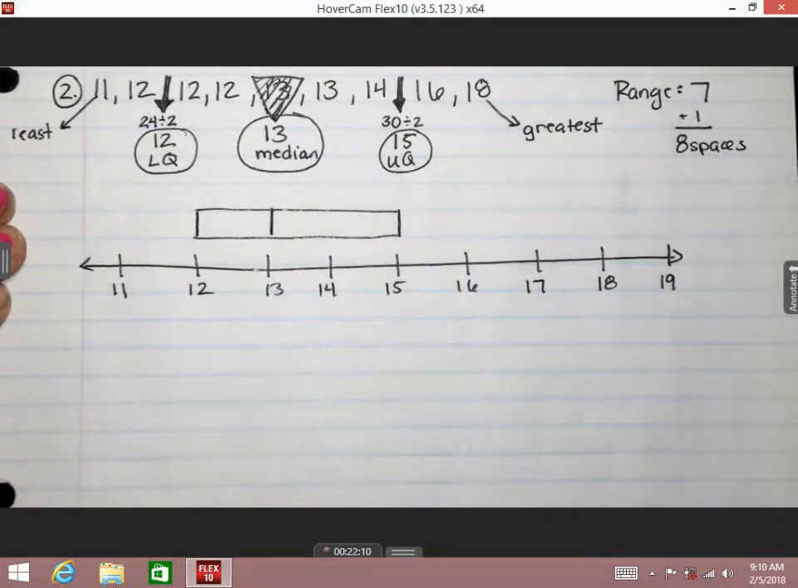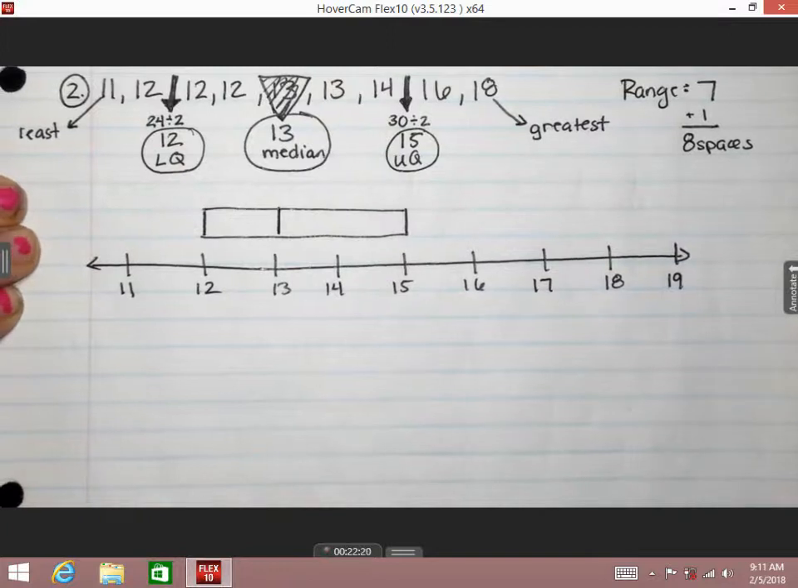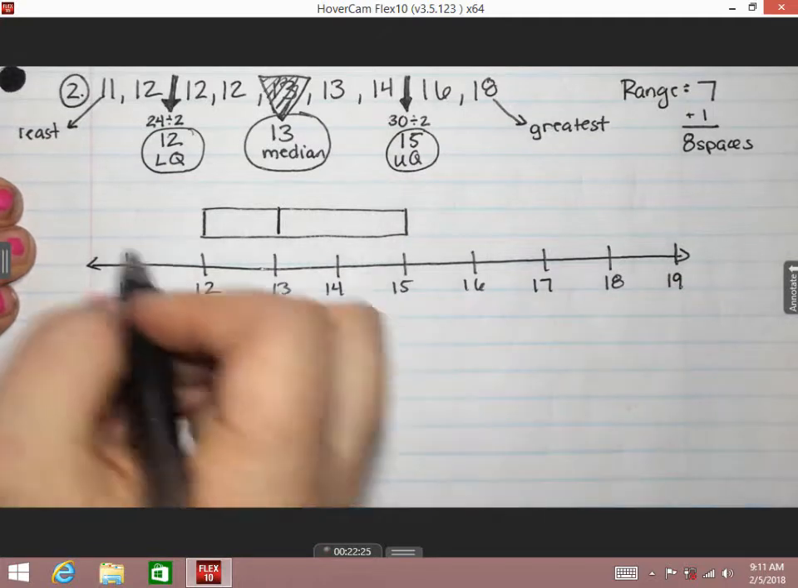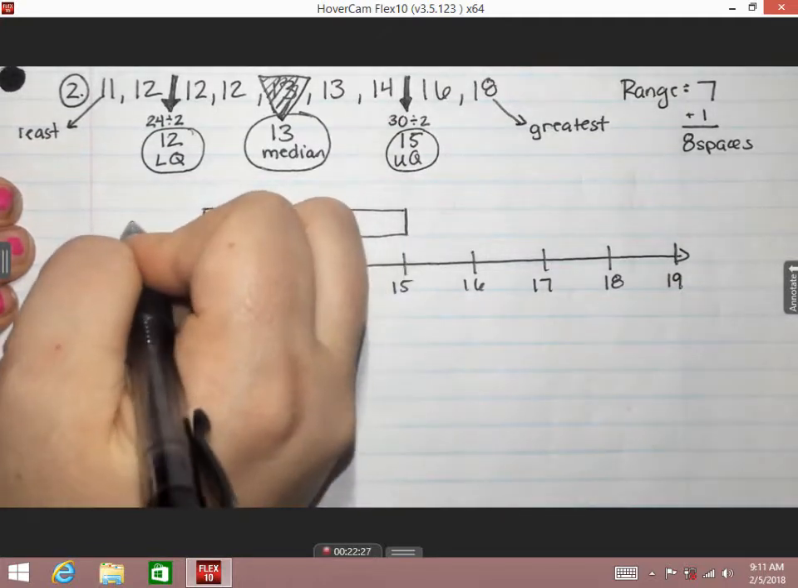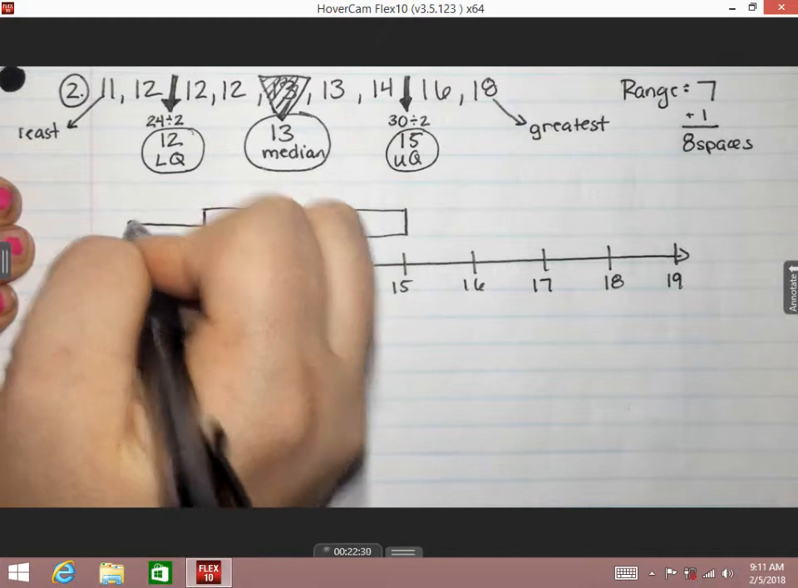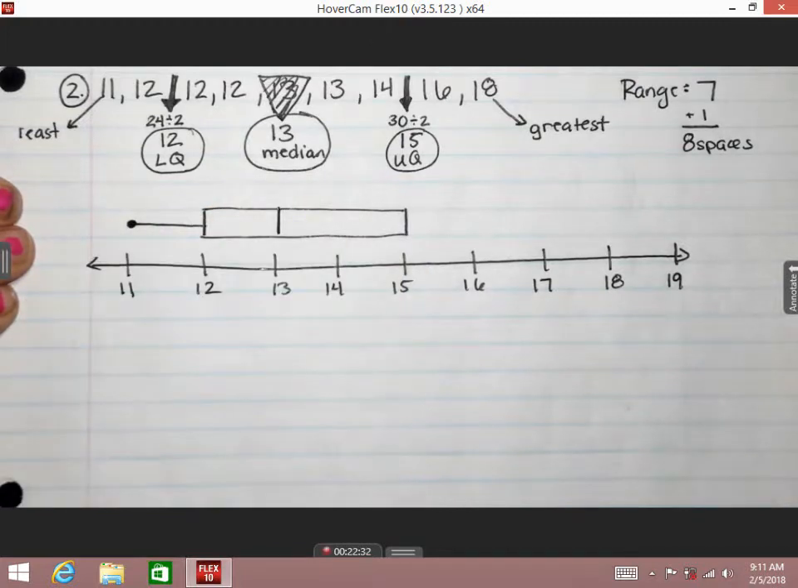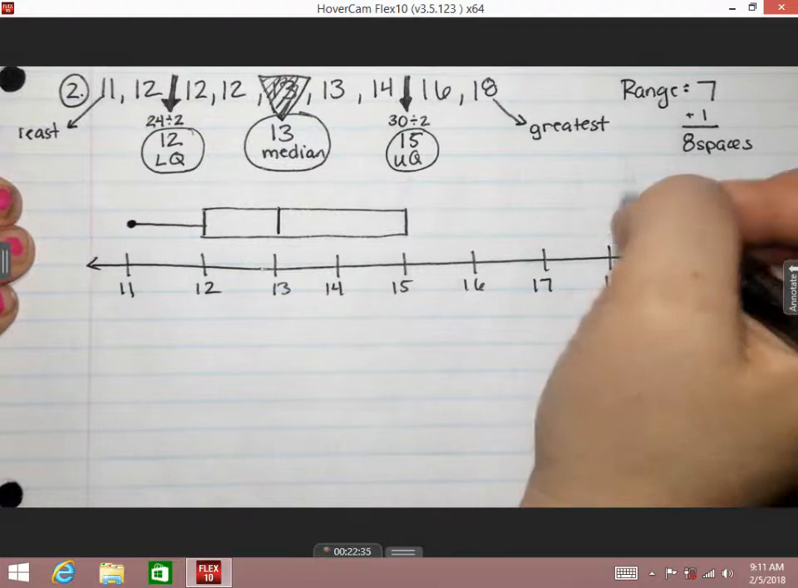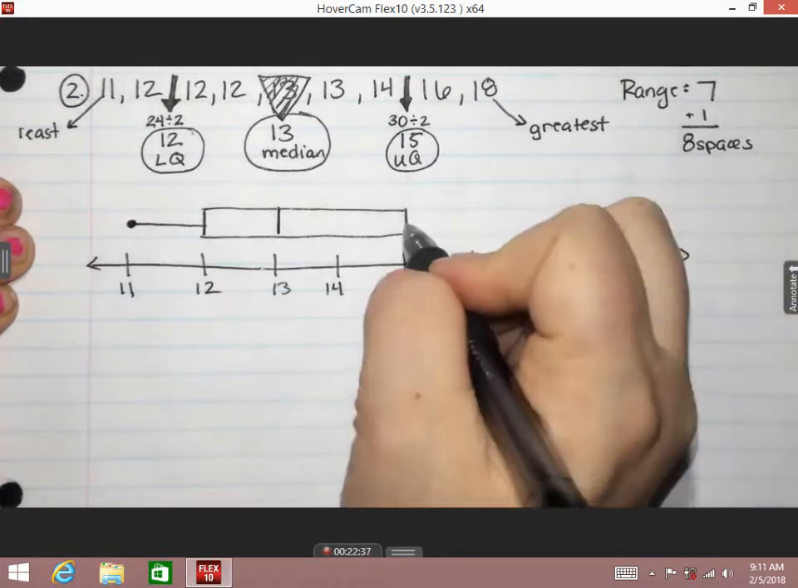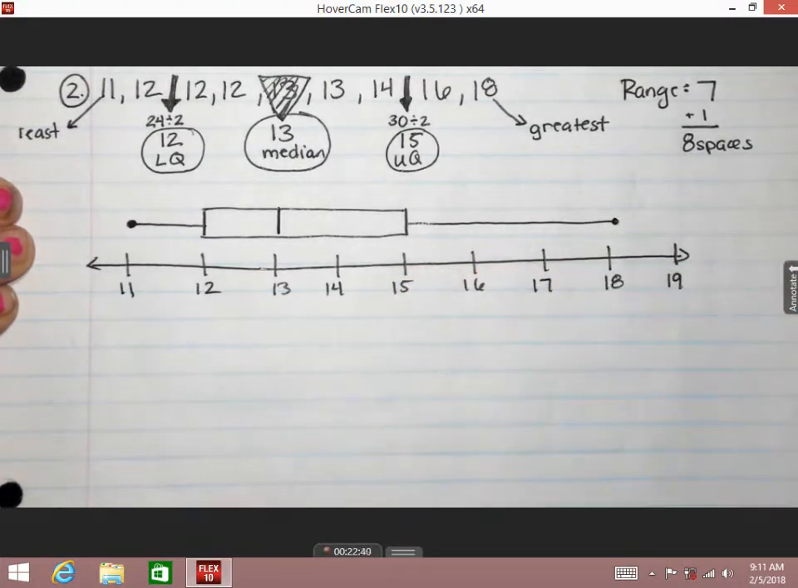All right, what other pieces do I need? I have the box, now I need the whiskers. Where are the whiskers going to come from? Mikayla, where am I going to get one of my whiskers from? 11, that's my smallest number, so I'm going to put a dot there, connect it to my box. So there's one of the whiskers. Where's my other whisker coming from, Annabella? 18. So we're going to put a dot there and connect our box. Excellent. Ta-da! We did it.